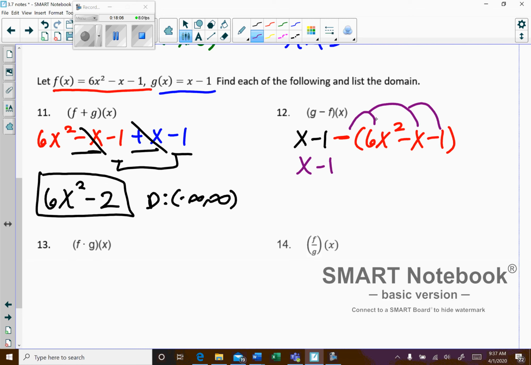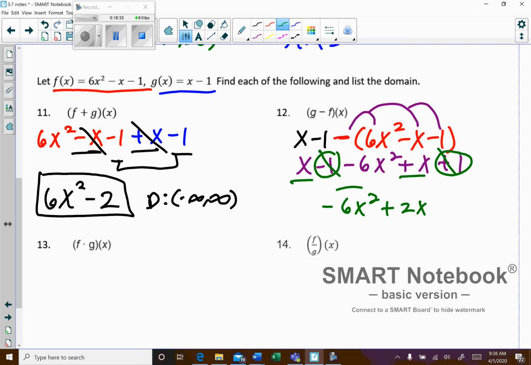So let's see, x minus 1. This becomes minus 6x squared. That becomes a plus x. And that becomes a plus 1. And so we are going to see some stuff cancel out again. The minus 1 plus 1 can cancel out. Then the negative 6x squared jumps to the front because it has the highest exponent. And then the x plus x, we can tack that on as a plus 2x. And then once again, our domain is all real numbers.